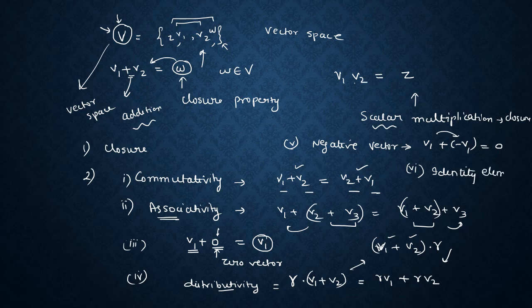What is an identity element? An element, for example 1 in this case, when you multiply it with the vector element, you get the vector element itself. So this is the identity element. This vector space must follow all these properties.